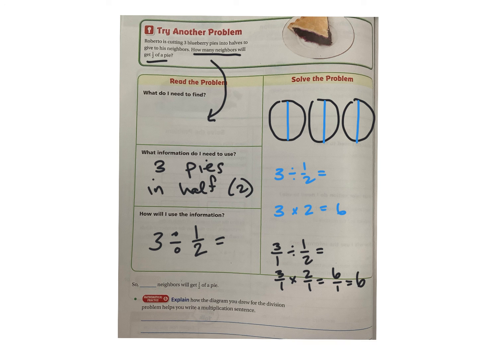They form the opposite. So division, we end up with multiply. So this is where you can see it. We had 3 full pies, cut them into half-size pieces. So how many half-size pieces do I have? 6 of them. So 6 neighbors will get 1/2 a pie.